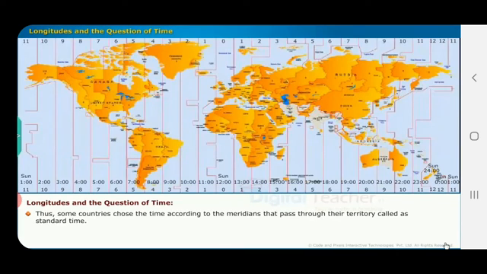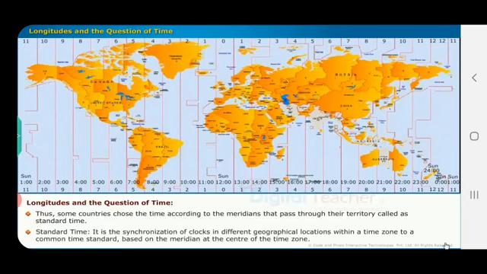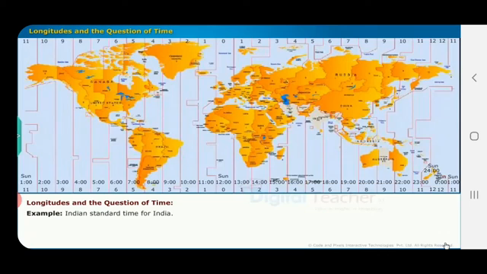Thus, some countries choose the time according to the meridian that passes through their territory, called standard time. Standard time is the synchronization of clocks in different geographical locations within a time zone to a common time standard based on the meridian at the center of the time zone. Example, Indian Standard Time for India.